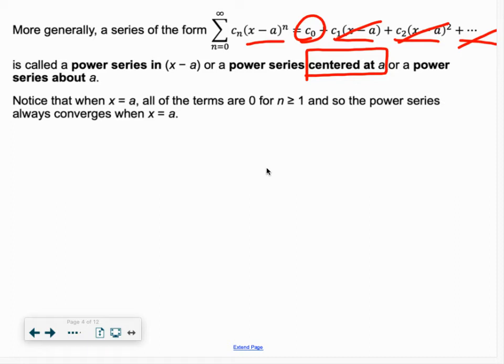So of course the series converges, because remember the series is the sum of all the terms, and as long as that sum of all of the terms equals a finite number, the series converges. In this case, the sum of all the terms would just be that first coefficient, and therefore it would converge.